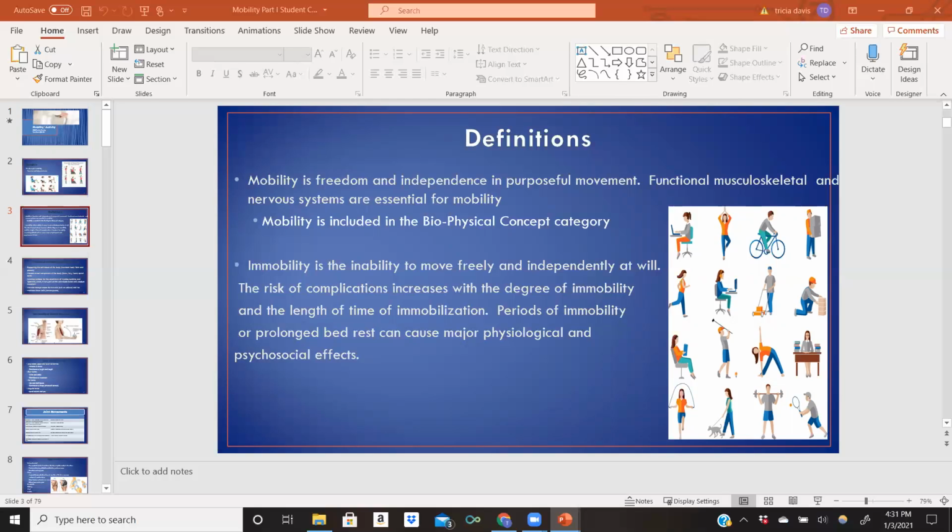The risk of complications will increase with the degree of immobility and the length of time immobilized. Periods of immobility or prolonged bed rest can cause major physiological and psychosocial effects. So that is extremely important. And I want you guys to keep that in the back of your mind and remember it in your practice, because especially for older adults, when they don't move, 1 day of being in bed is the equivalent of like 3 days being in bed for them.